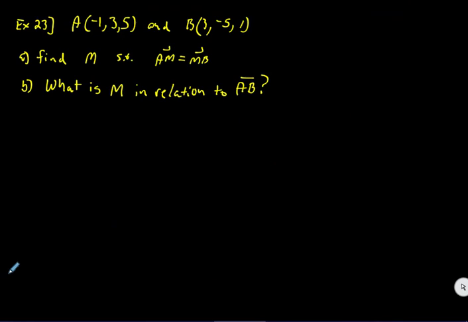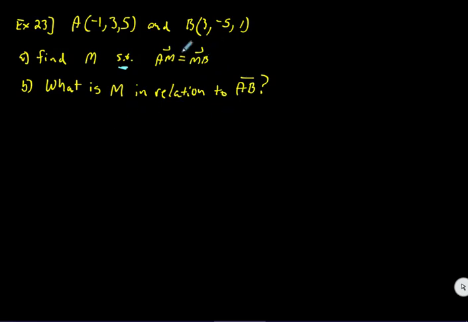And then our last one that we're going to look over is example 23. It says, given the points A(-1, 3, 5) and B(3, -5, 1), find M such that AM equals MB, and then what is M in relation to AB? Good. Well, you can kind of see the answer right up here. AM is equal to MB, so you can kind of see what the answer is, and we'll go over that in a sec.